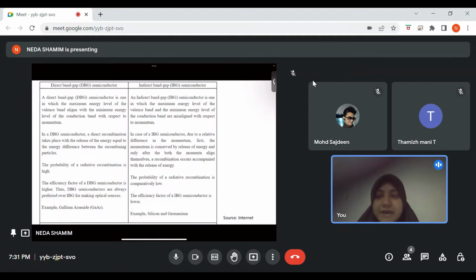Examples of a direct band gap semiconductor, which can be used as an LED or as a light source in a laser, is gallium arsenide. And examples of indirect band gap semiconductors are silicon and germanium. But silicon and germanium can also be used as a photodiode.